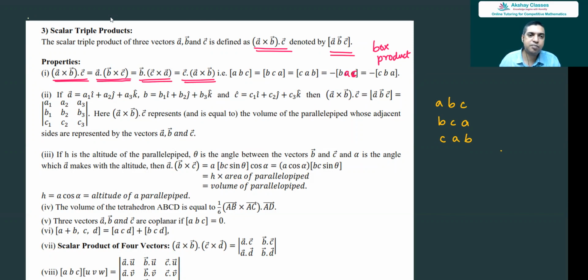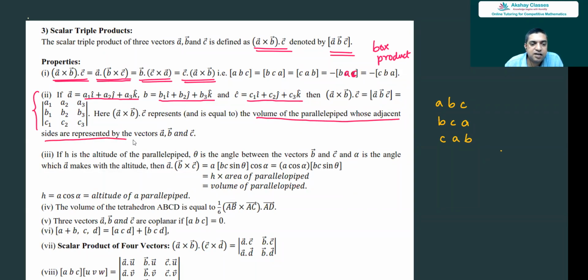Now, the scalar triple product of three vectors defined by A1 i plus A2 j plus A3 k, B1 i plus B2 j plus B3 k, and C1 i plus C2 j plus C3 k is equal to the modulus of the three rows A1, A2, A3, B1, B2, B3, C1, C2, C3, I'm sorry, the determinant of the coefficients. This represents the volume of the parallelepiped whose adjacent sides are vectors a bar, b bar, and c bar.